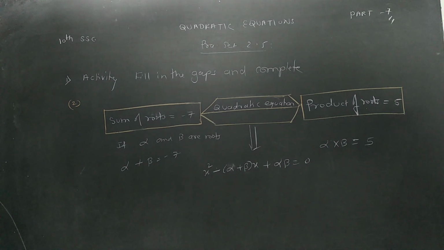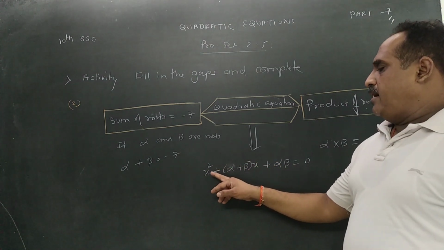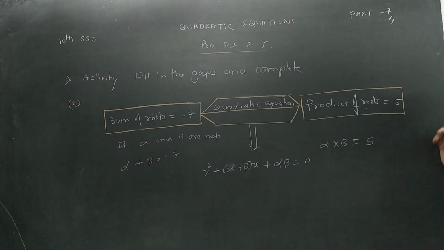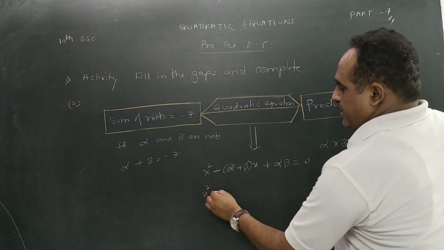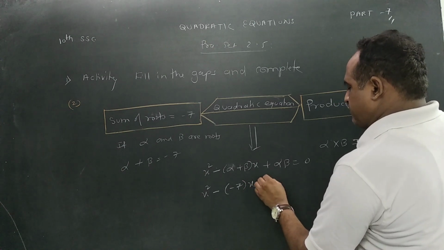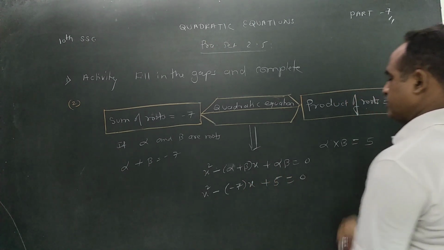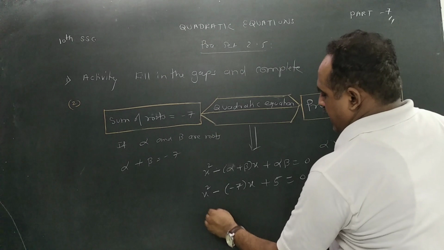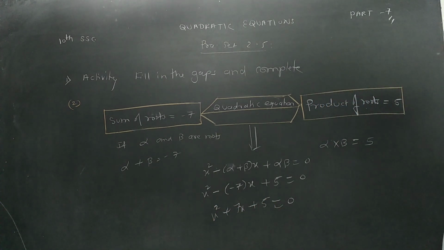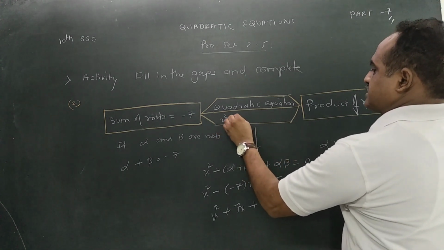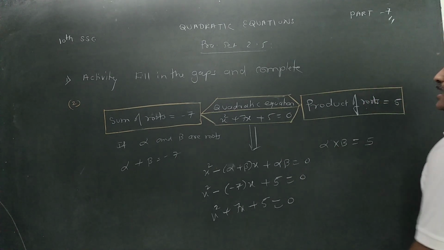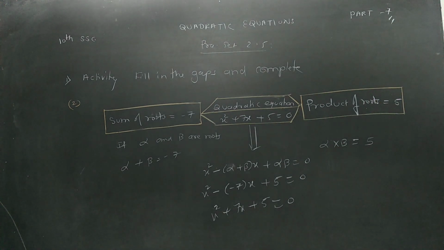Please see here now. What was that? x square minus (alpha plus beta) x plus alpha beta is equal to 0. So ultimately x square minus, what will happen then? Minus of minus 7x plus 5 is equal to 0. So we are getting x square plus 7x plus 5 is equal to 0. Your quadratic equation is x square plus 7x plus 5 is equal to 0, that is the answer. This way we are going to write the answer.